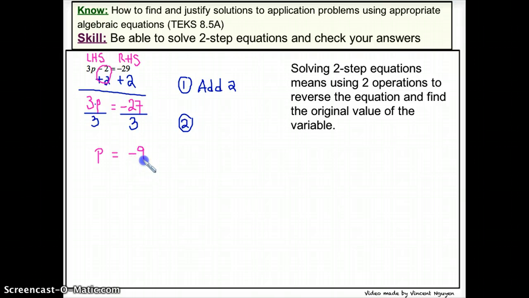This is what's called the solution to the equation. You reverse the steps and you found out what the original value for p was, and in this case it's negative 9. Now I need to write this down. Your step number 2 was to divide by 3. So I'm going to write down divide by 3.